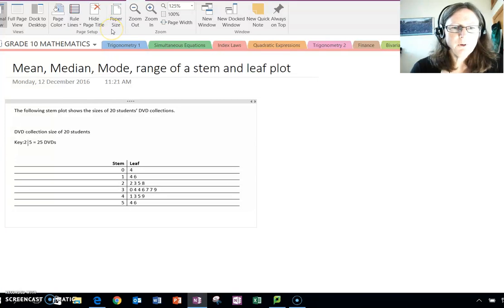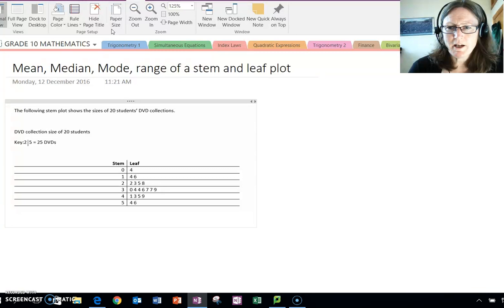Okay, we have some information here. So 20 students, the amount of DVDs they have. And this information is in a stem and leaf plot, and this you would have done stem and leaf plots in grade 9. Let's look at how we find the mean, median, mode, and range of a stem and leaf plot.